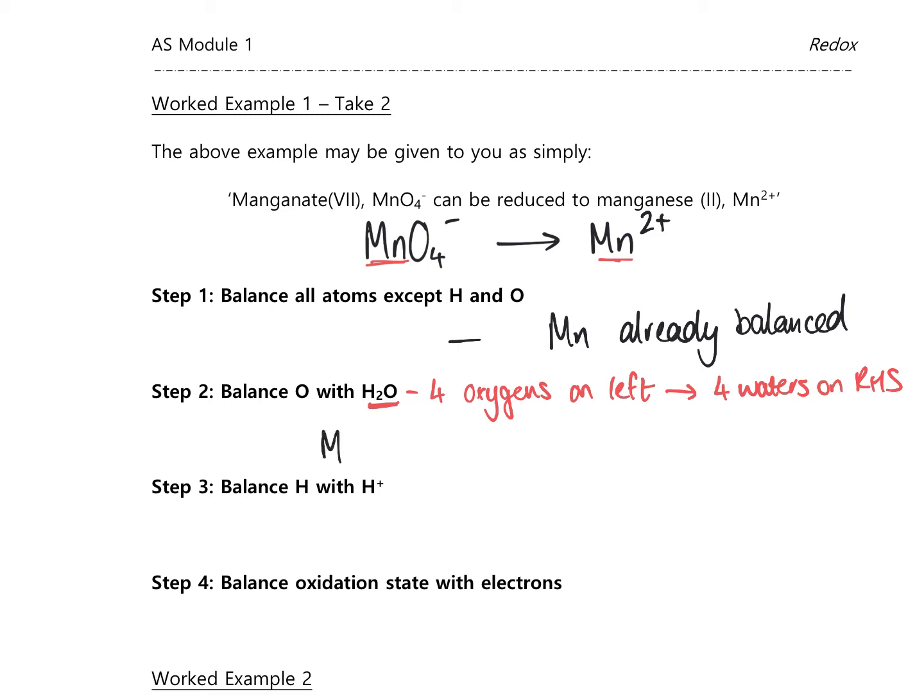So our half equation, as we build it up, will become MnO4 minus going to Mn2 plus plus 4 H2O. So that's what we've added in at this stage, and I'm just doing that in a different colour.